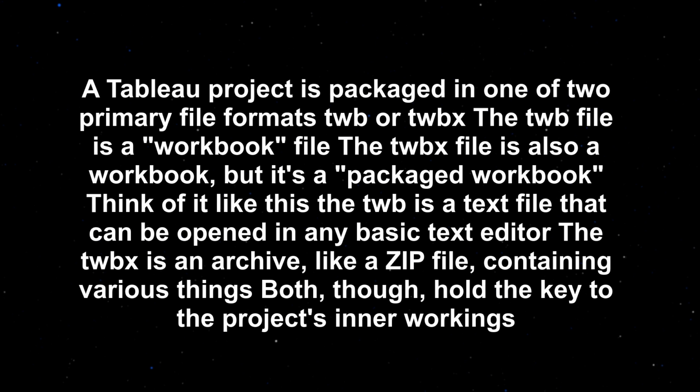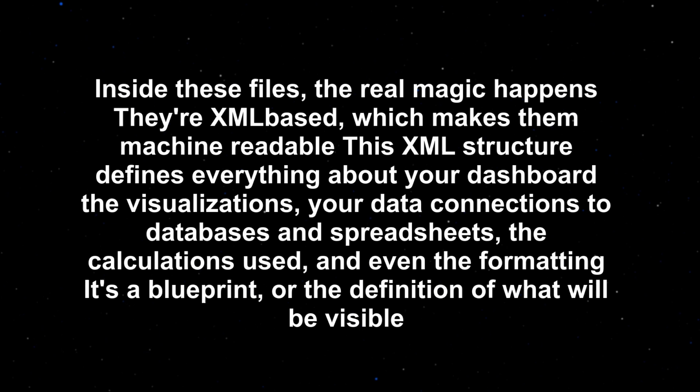Think of it like this: the TWB is a text file that can be opened in any basic text editor. The TWBX is an archive, like a zip file, containing various things. Both, though, hold the key to the project's inner workings. Inside these files, the real magic happens. They're XML-based, which makes them machine readable.